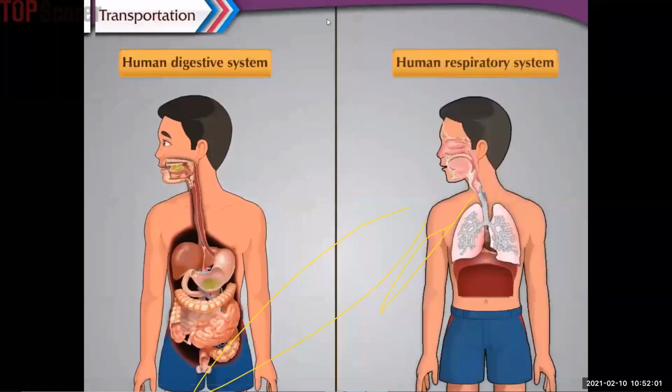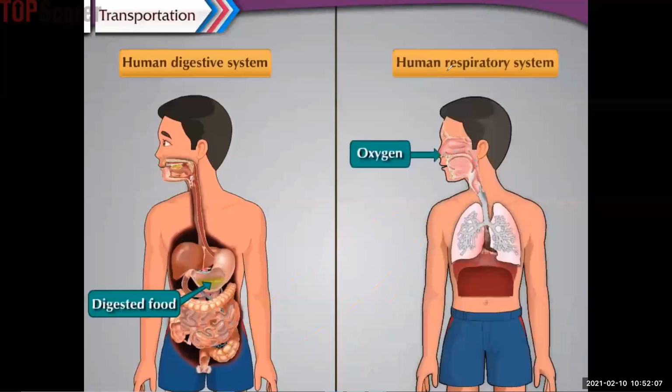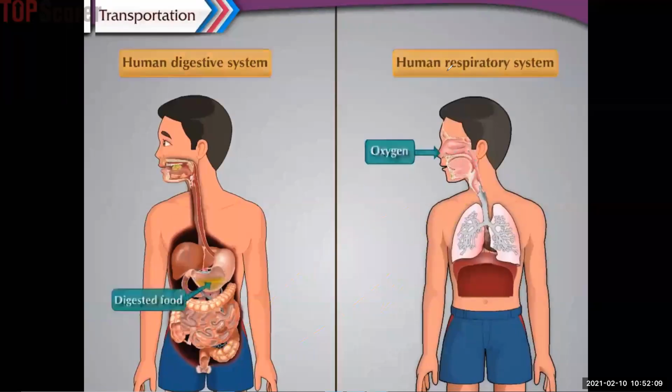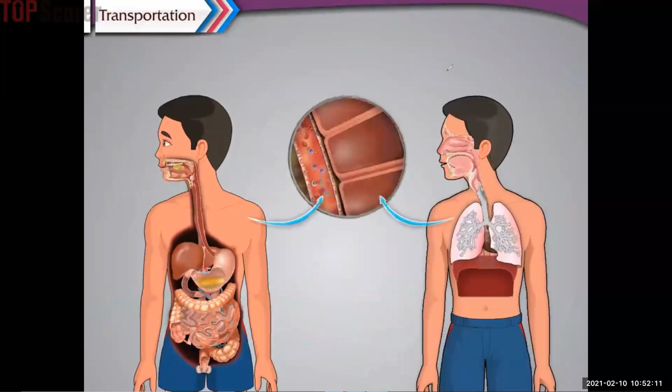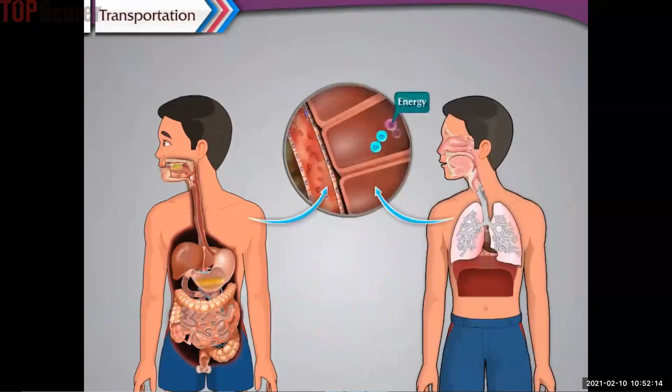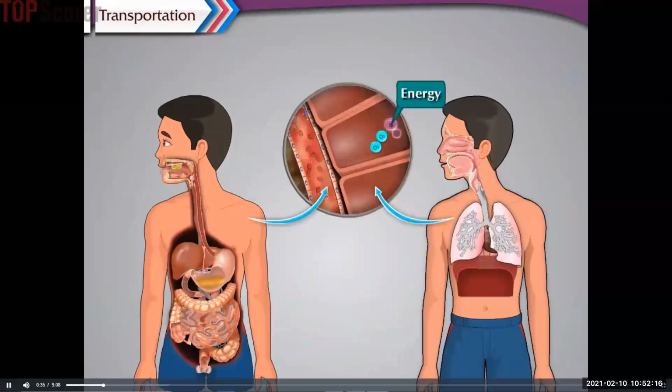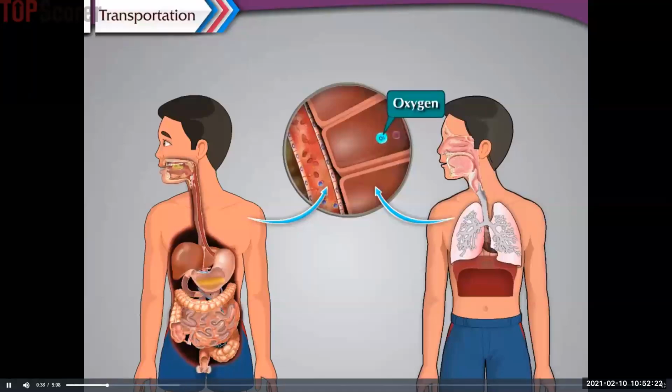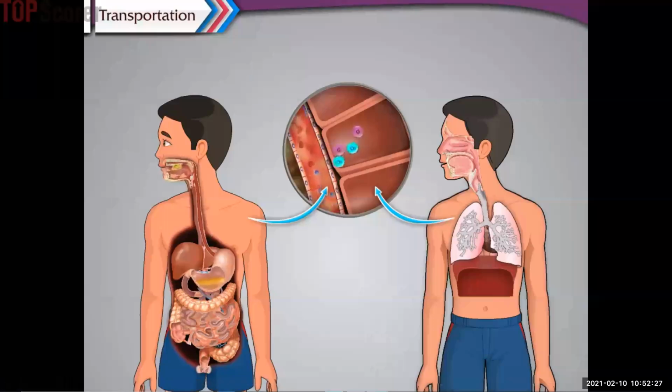In the same way, the human digestive system and respiratory system work. In the human body, the digested food and oxygen inhaled by the lungs is supplied to all cells of the body. By the human digestive system, the food that we eat gets converted to energy. This energy and oxygen is transported to all the parts of the body through our blood. This process is called transportation.